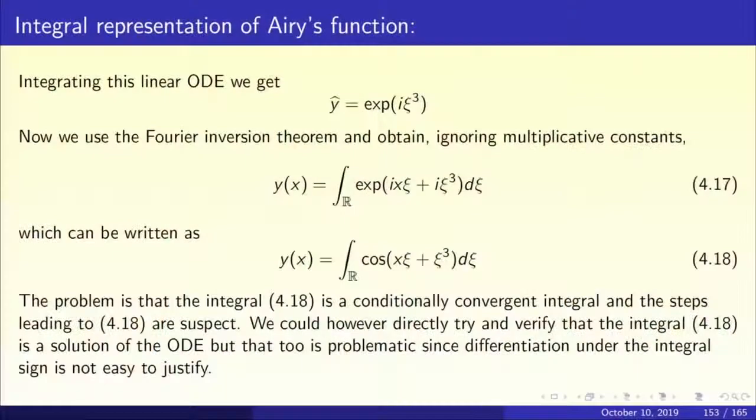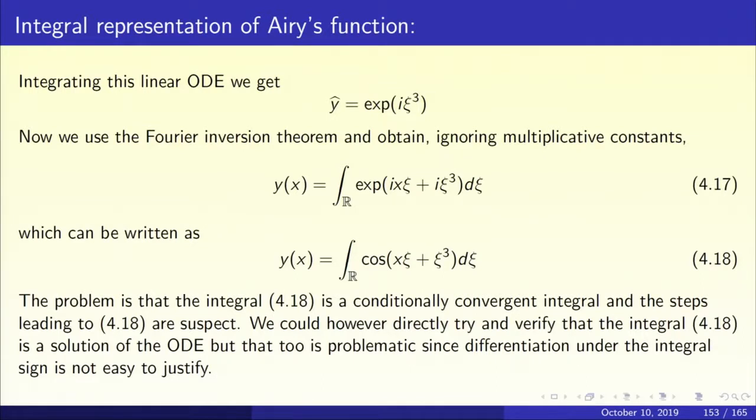The sine term is an odd function, so it's supposed to drop out, and so what we are supposed to get is a cosine integral, 4.18, displayed equation 4.18 in the slide: y of x equals the integral over R of cos of (x chi plus chi cubed) d chi. So far we have obtained an integral representation for the Airy function.